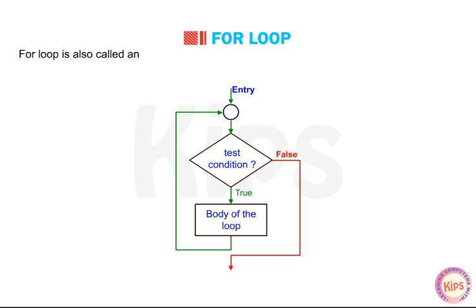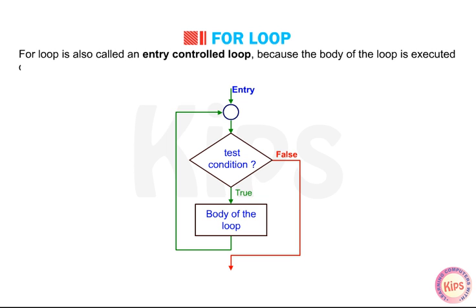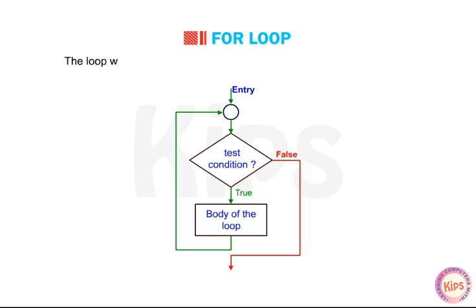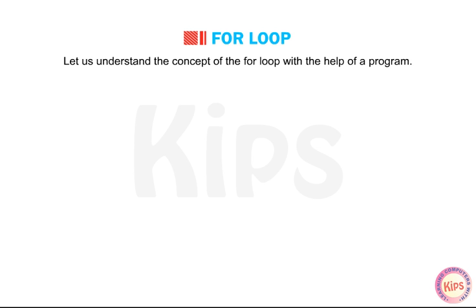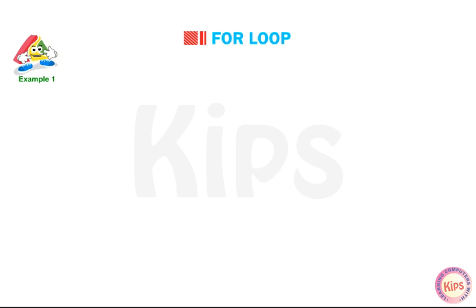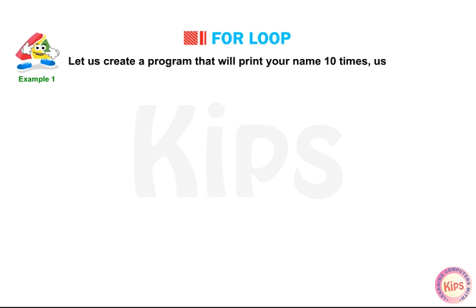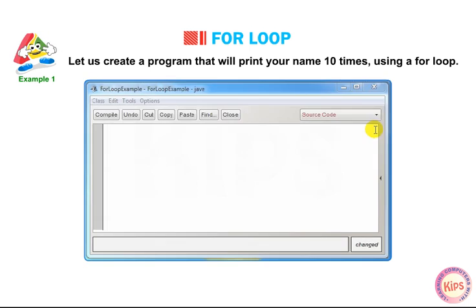The for loop is also called an entry control loop because the body of the loop is executed only after the condition evaluates to true. The loop will never be executed if the condition is false in the beginning. Let us understand the concept of the for loop with the help of a program. Example: let us create a program that will print your name 10 times using a for loop.